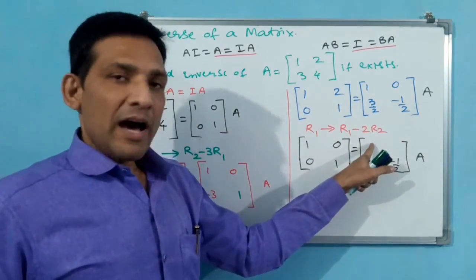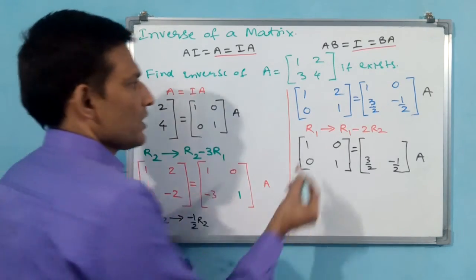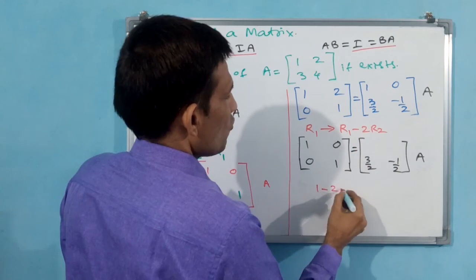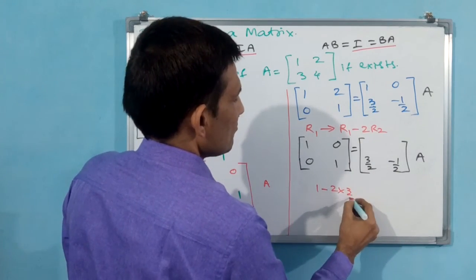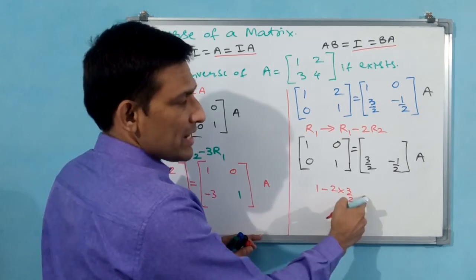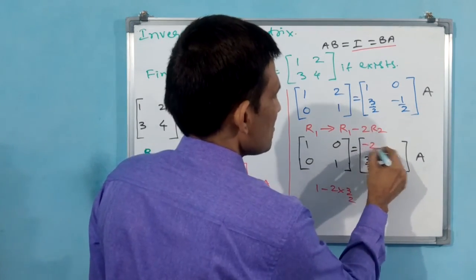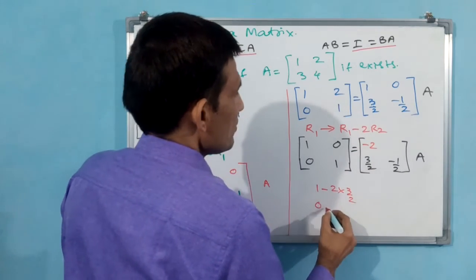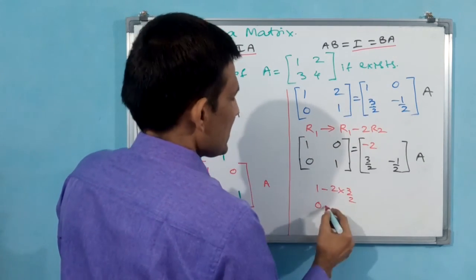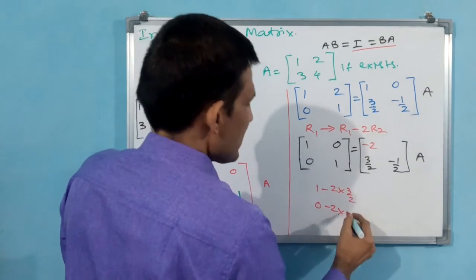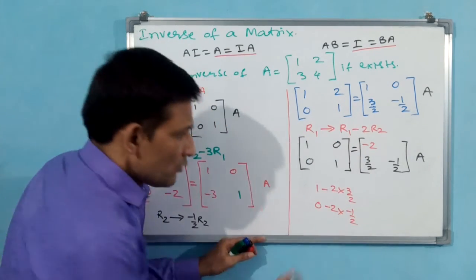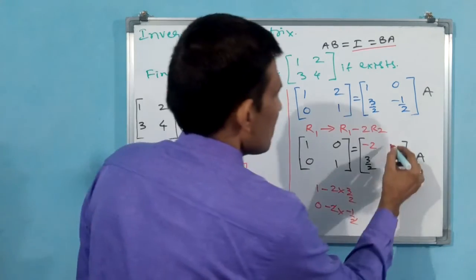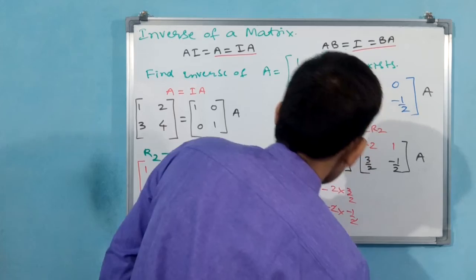Now you come for R1. R1 1 minus 2 into R2 is 3 by 2. 2 going to get cancel. 1 minus 3 is minus 2. You write minus 2 here. Come here 0. R1 is 0 minus 2 into R2. R2 is minus 1 by 2. You see 2 get cancelled, but minus minus plus. 0 plus 1 is 1. 1 is going to come here.